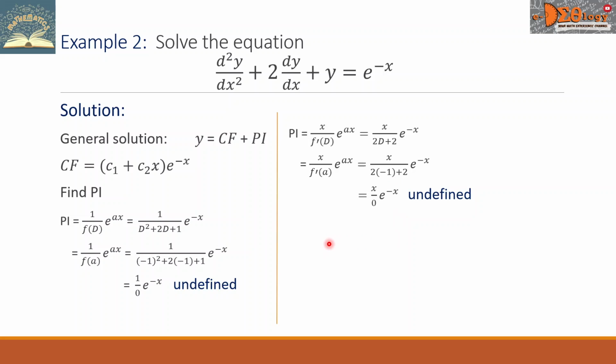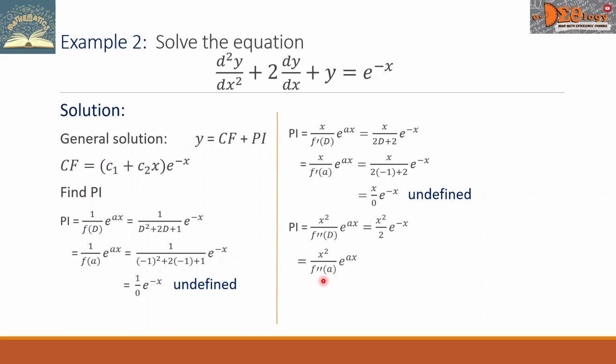Let us go to the next formula of PI. That is, we multiply this expression by x in the numerator, and in the denominator, since this is the first derivative, we go now to the second derivative with respect to D. We take the derivative of this 2D plus 2. So the expression now becomes x squared all over 2 times e raised to negative x.